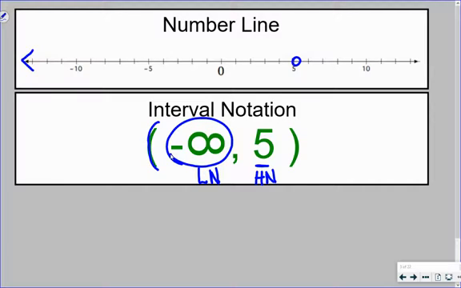I can't be equal to it. But right here, this is a parenthesis. That means it's not equal to. So I'm going to leave this right here as an open circle. And then I am going to say that all of those numbers in there could be a value. It could be 0, it could be -5, it could be -3. All of those values are part of it.